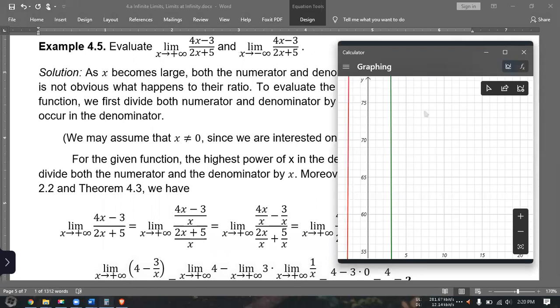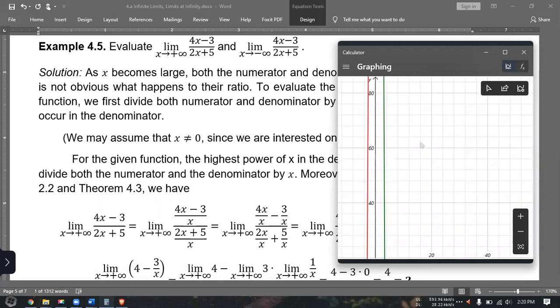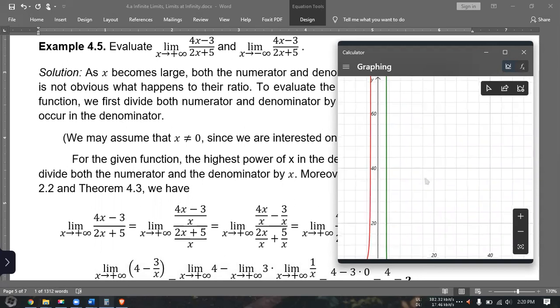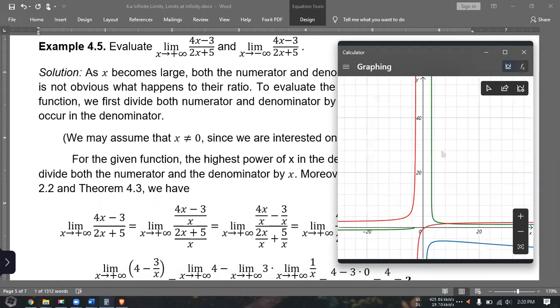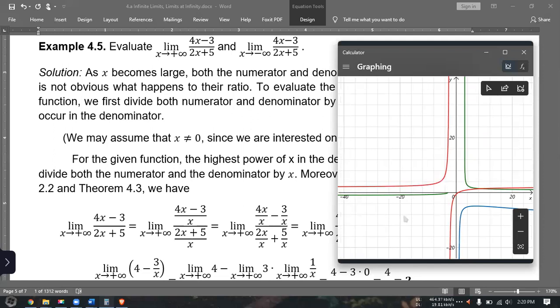Right, observe then the difference between the two: infinite limits and limits at infinity. The infinite limits would give us a vertical asymptote. Whereas our limits at infinity, we have the horizontal asymptote. Although both have vertical and horizontal, we're concerned with the horizontal asymptote.